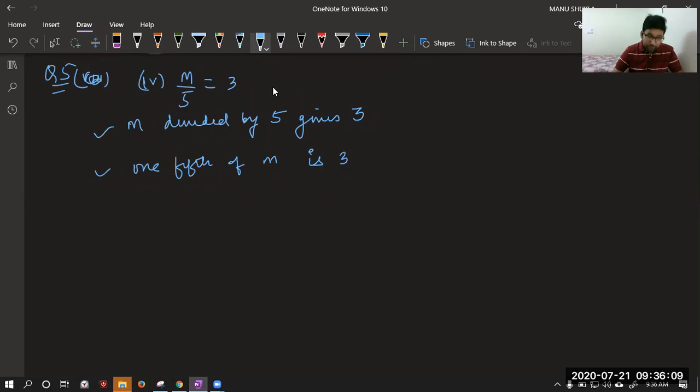Let me take the sixth part. All of you please tell the sixth part. 3p plus 4 is equal to 25. Please tell me the statement for this one. Tell me the statement. Okay, Mokshita, it is correct, beta.